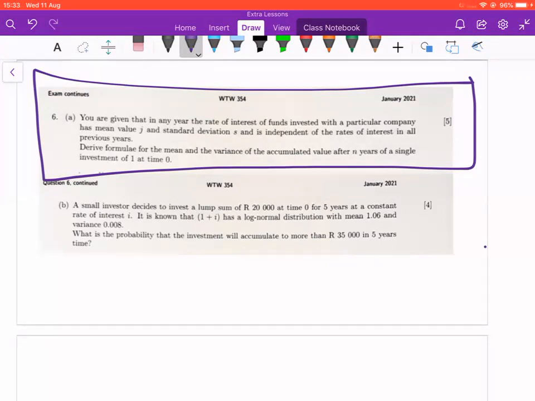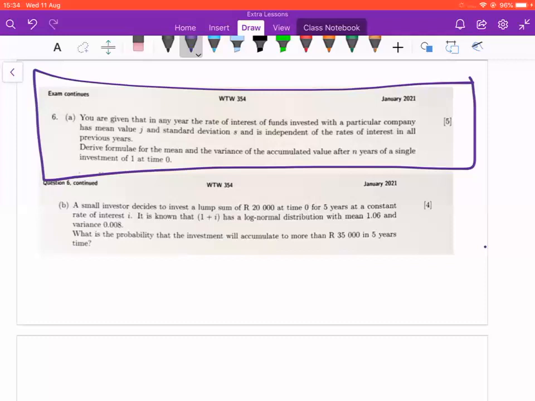It says that a small investor decides to invest a lump sum of 20,000 rand at time 0 for 5 years, at a constant interest rate I. It is known that 1 plus I has a log normal distribution with mu 1,06 and variance 0,008. What is the probability that the investment will accumulate to more than 35,000 rand in 5 years?